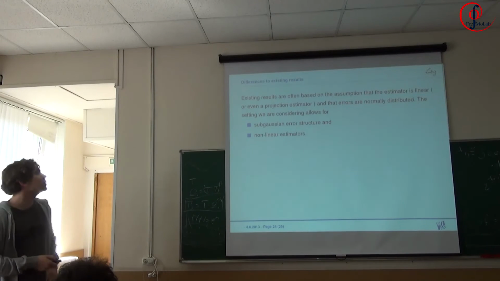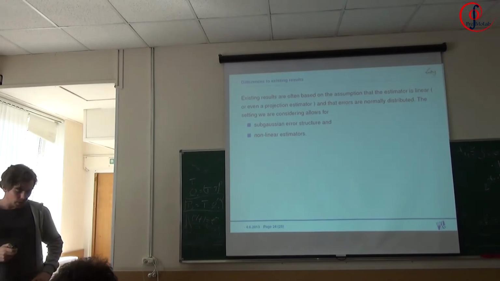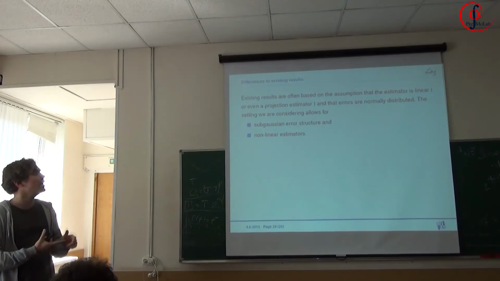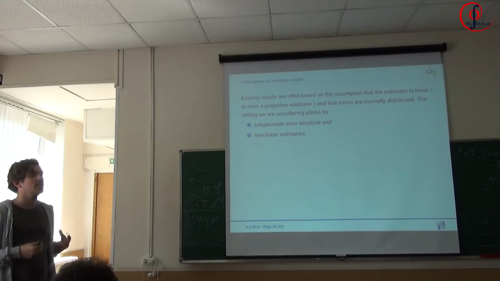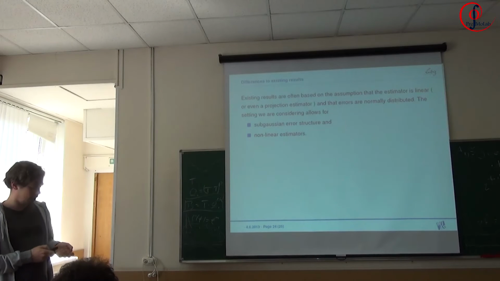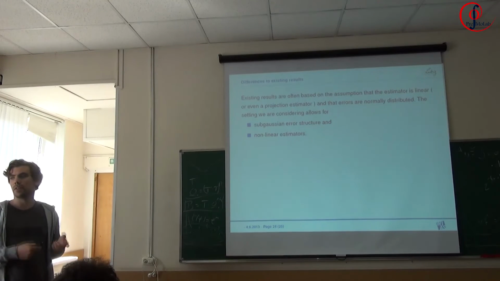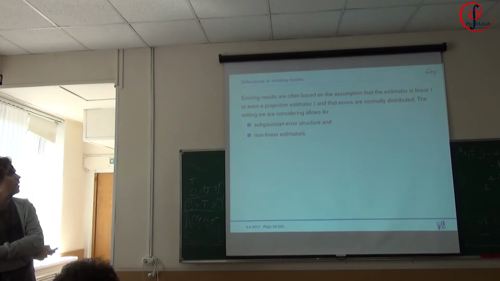So what's the difference between what I did and existing results? Normally in this kind of model selection, people consider Gaussian models, often linear estimators or even projection estimators, which makes the whole analysis a bit simpler. And so we use a sub-Gaussian error structure, and we didn't assume linearity of the estimators. The MLE could be a linear estimator. In this combination, I didn't see that it was treated so far. So if there are any examples.